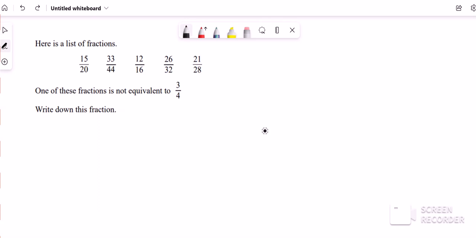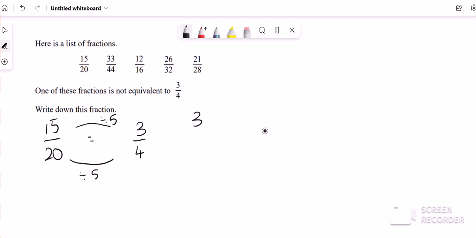So the best way to do this is, let's see if we can show any of these fractions in its simplest form. So I've got 15 over 20. I know that 15 can be divided by 5. That will leave me with 3. And 20 can be divided by 5 again, and that will leave me with 4. So I know 15 over 20 is not our answer, so let's move on.